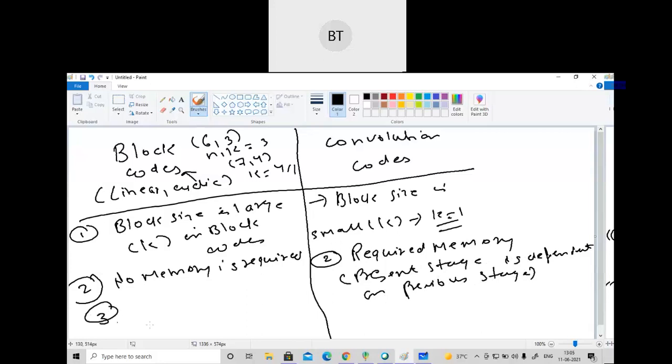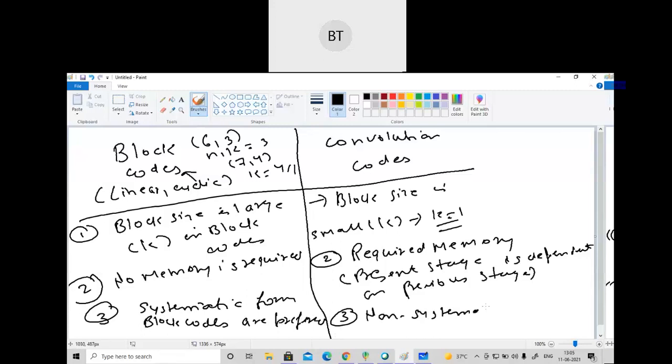Third, in block codes, if the systematic forms are given, systematic forms that we have seen, first message bit, then parity bit, then block codes are preferred to solve the problems. But in convolution code, we can easily solve the non-systematic form also. So if non-systematic forms are given, then we prefer convolution code.